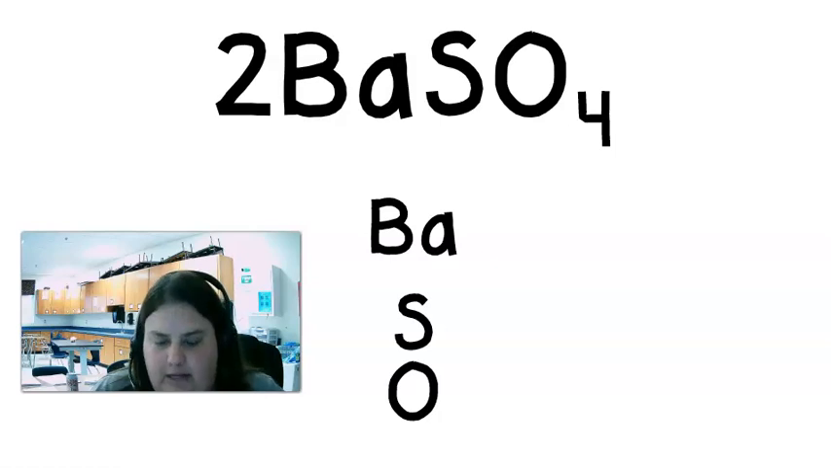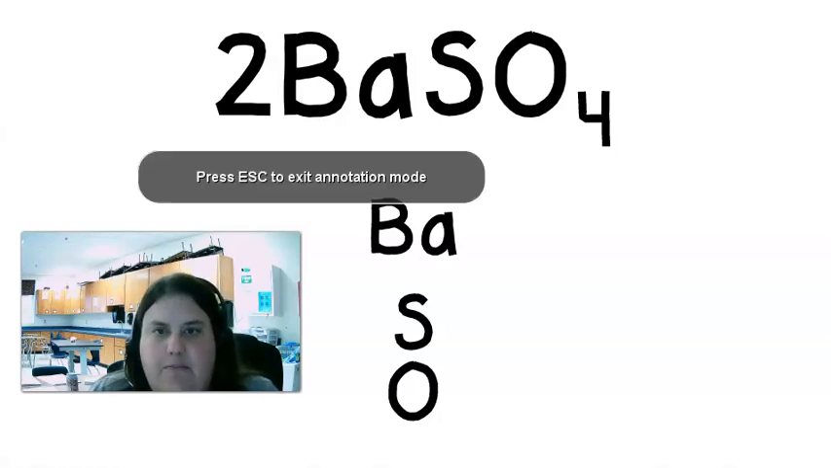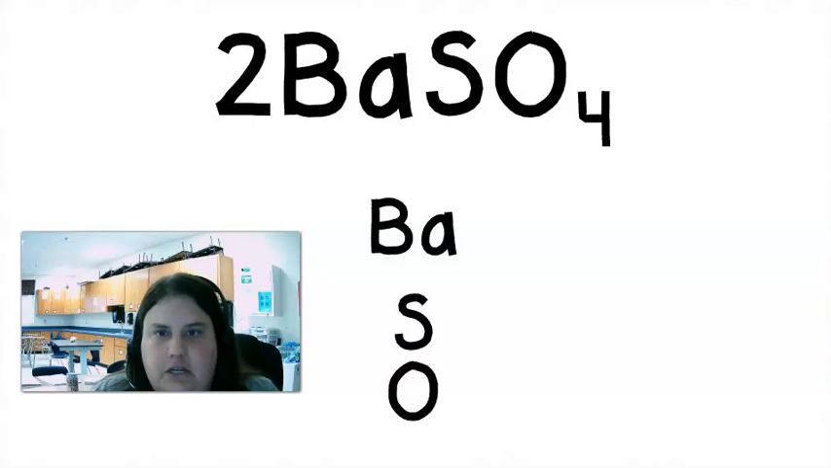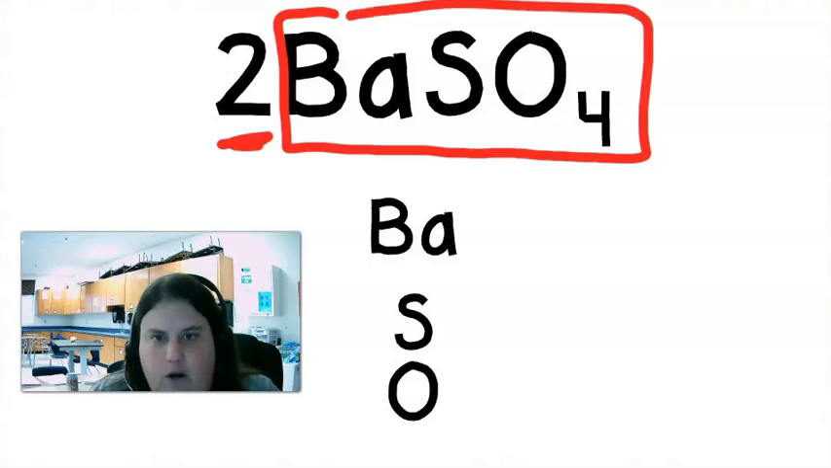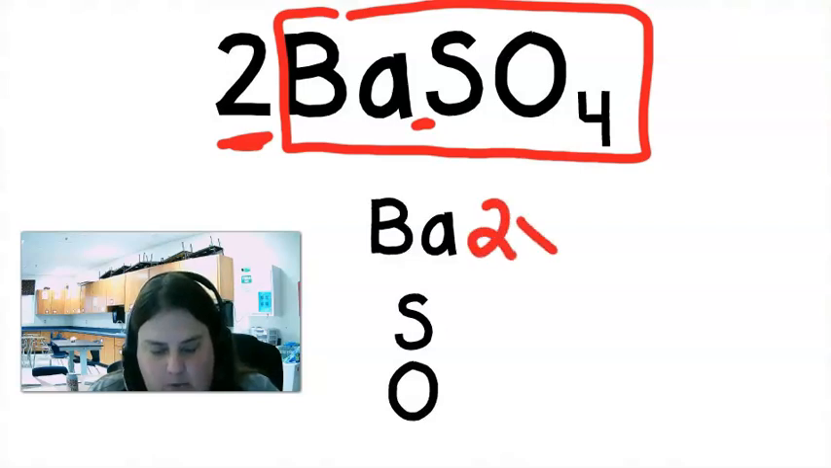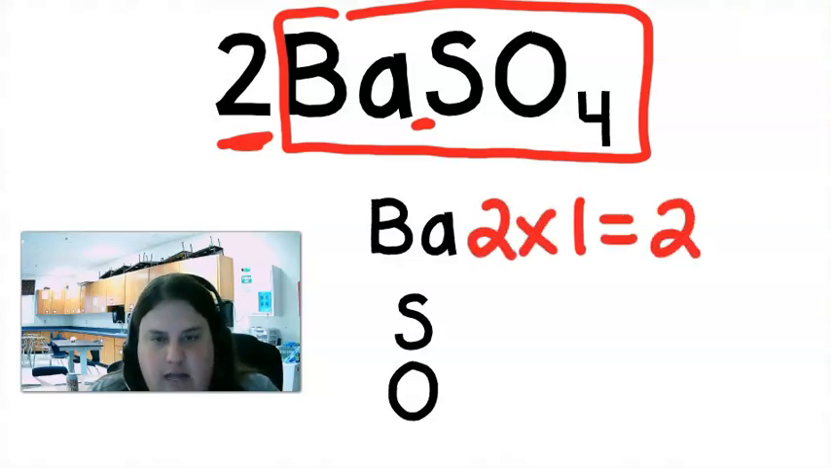In our next formula, we still are working with barium, sulfur, and oxygen. We notice now that we have a coefficient. And so when we have a coefficient, it's telling me I have two sets of the main formula, BaSO4. So I'm going to multiply everything by 2. So barium still does not have a subscript, so it's understood that there is just one barium. So I would do 2 times 1, and that gives me a total of 2 bariums.